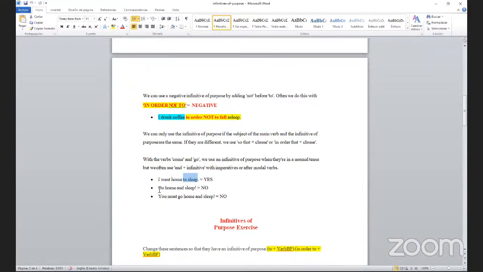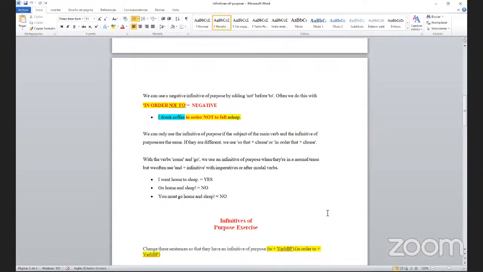But this is another one: "Go home and sleep." Is this an infinitive of purpose? No, right, because we don't use to or in order to. "You must go home and sleep." Is this an infinitive? No, because here we only have the verb in base form.